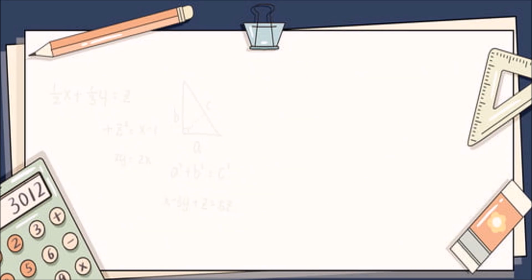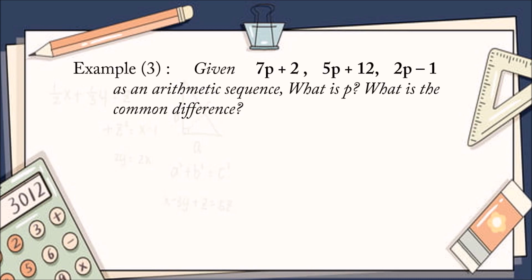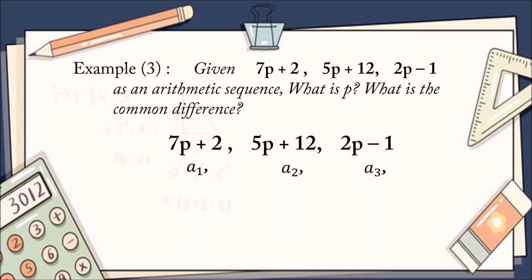Example number 3 to find the common difference. Given that 7p plus 2, 5p plus 12, 2p minus 1 as an arithmetic sequence. What is p and what is the common difference? We have the first term denoted as a sub 1, 7p plus 2, the second term 5p plus 12, and the third term 2p minus 1.